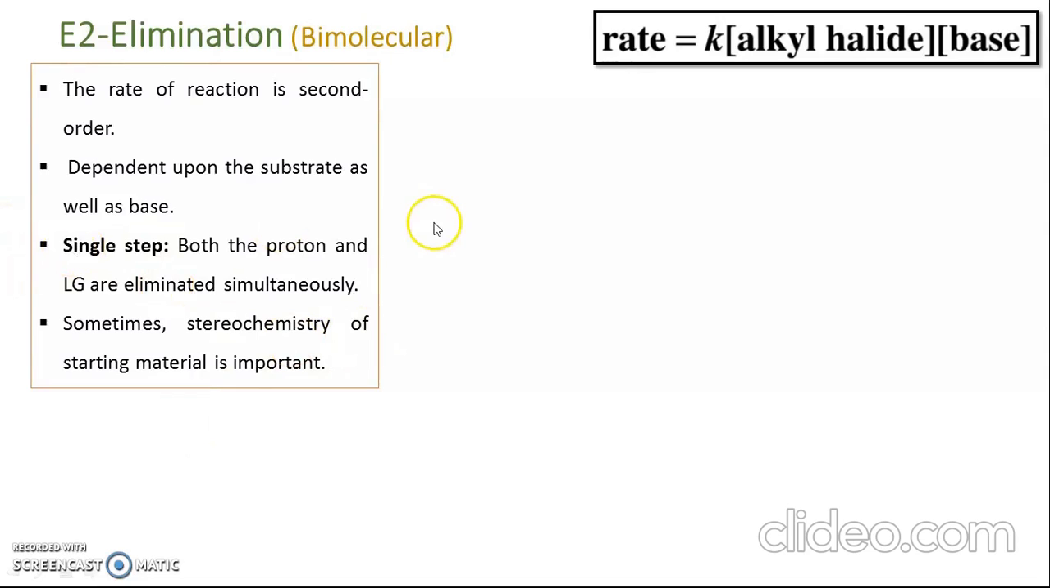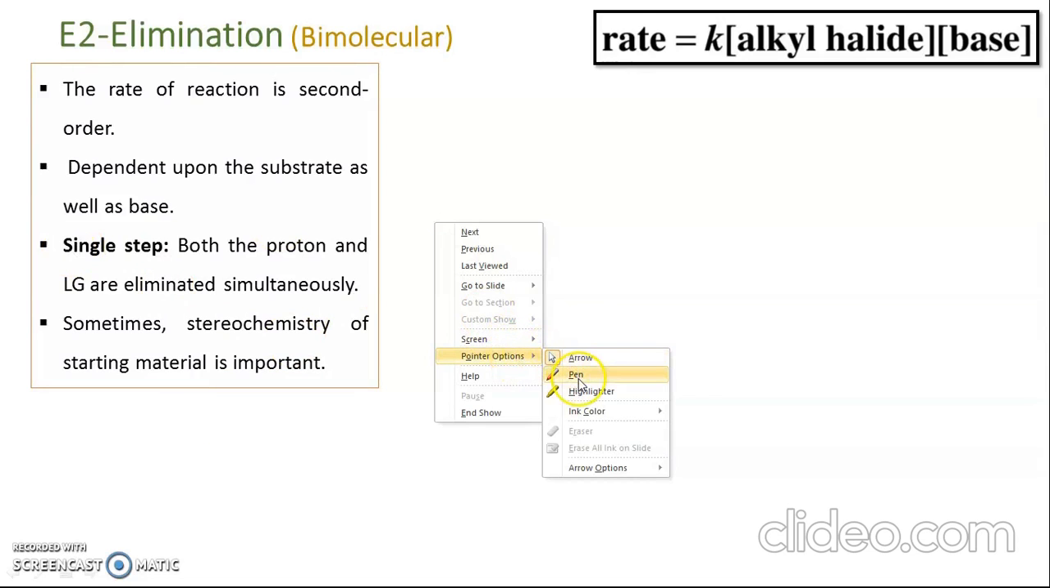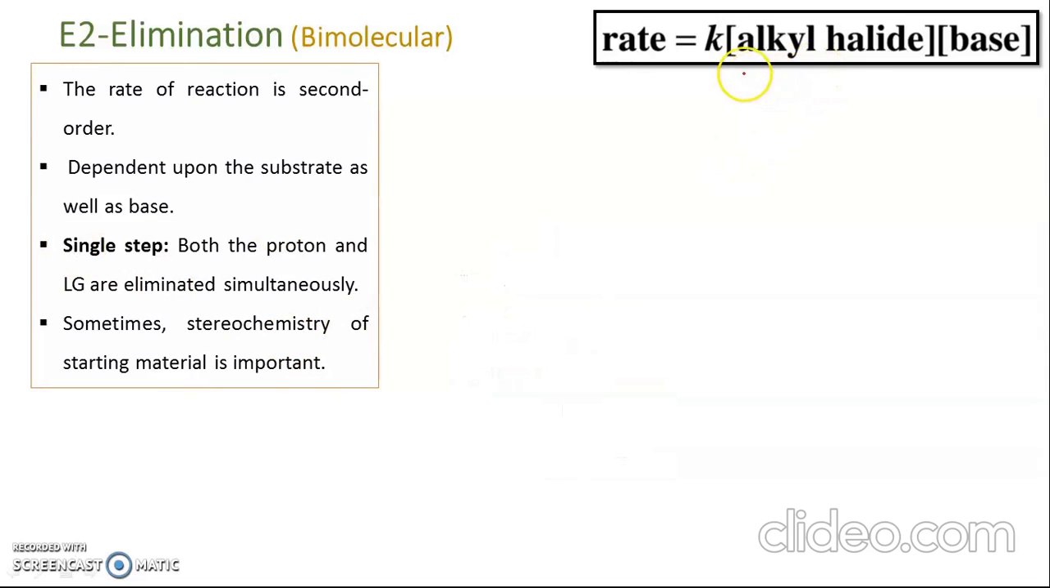So E2 elimination, unlike E1, is bimolecular, which is clear from the rate expression. The rate is the rate constant k times the concentration of alkyl halide as well as the concentration of base. In case of E1, you have seen it is only the concentration of alkyl halide, not base. But here both of them are present, so that is why it is bimolecular. The rate of the reaction is second order: one with respect to alkyl halide and one with respect to base. So in total it is second order, dependent on the concentration of both substrate and base.